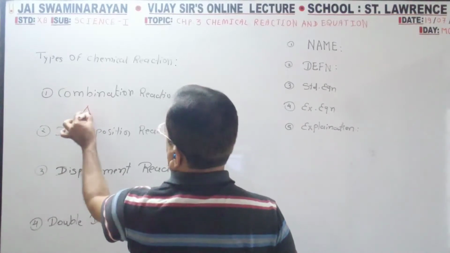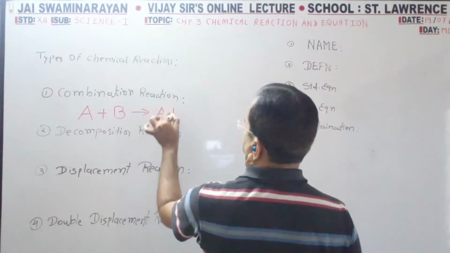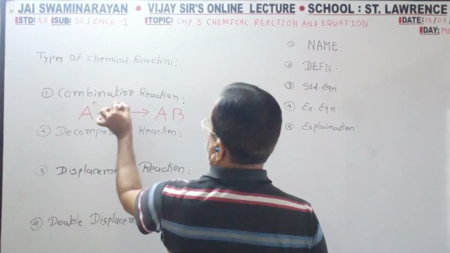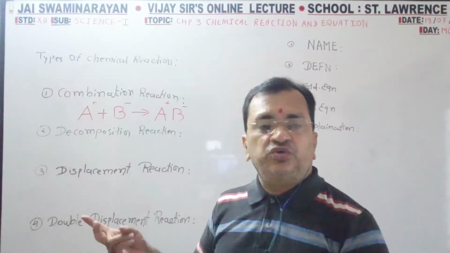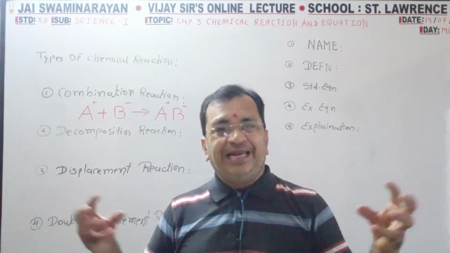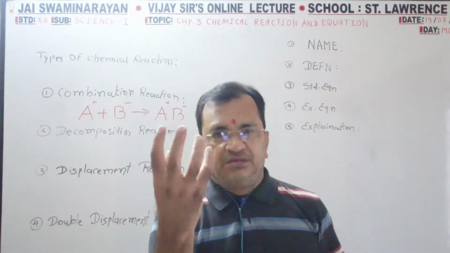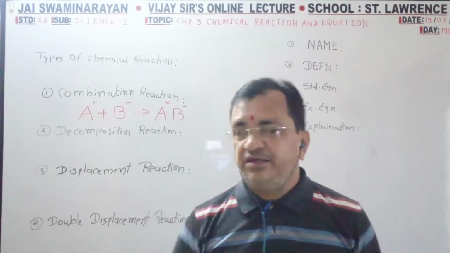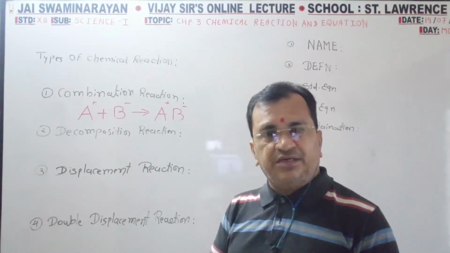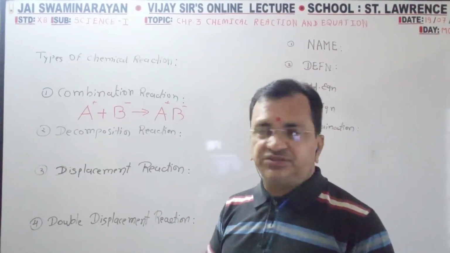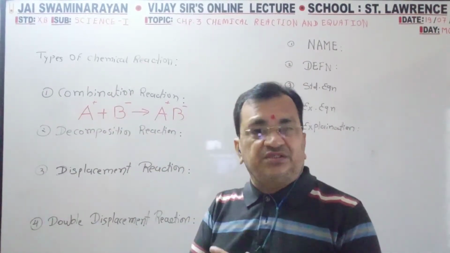A plus B gives AB. This is positive, this is negative, positive-negative combination. When 2 or more elements or compounds combine to form one compound, one thing, that is a combination. 2 or more elements can combine to form one substance, one compound. That is a combination reaction.